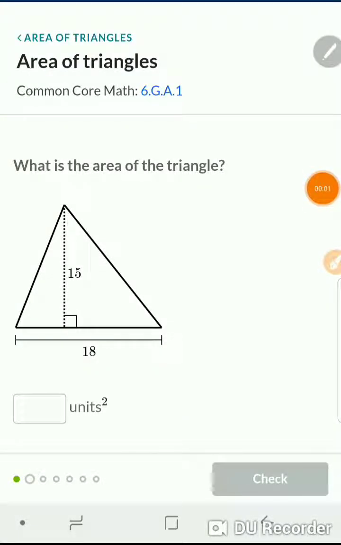So how do you find the area of a triangle? Well, to find the area of a triangle, you basically just have to multiply the base by the height and then divide that answer by 2. So in order to do that, you have to know what the base and height are.